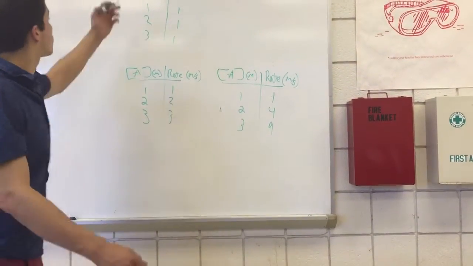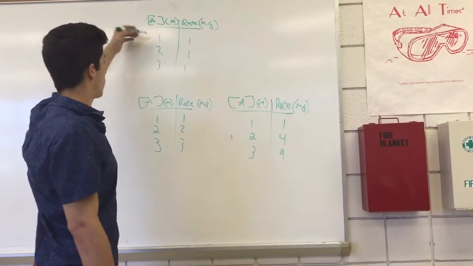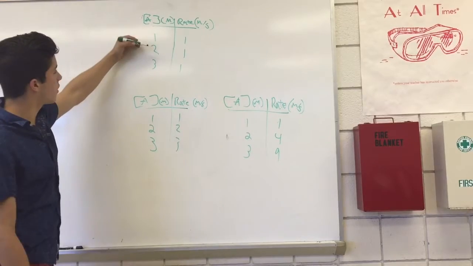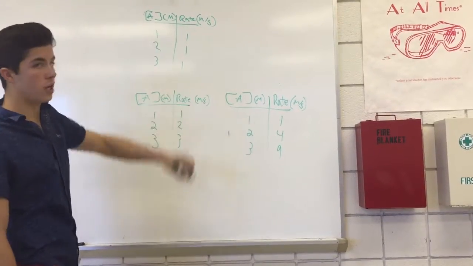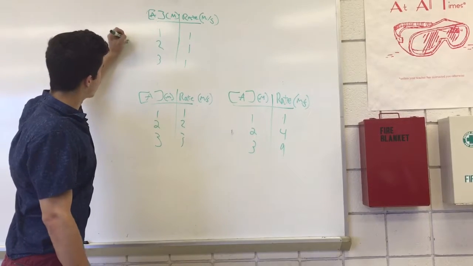So if you look at the concentration and then the rate, you can see how the concentration affects the rate. So if you look at this concentration, as you increase the concentration of A, the rate does not change. So if the rate does not change based off this concentration, it's zero order.